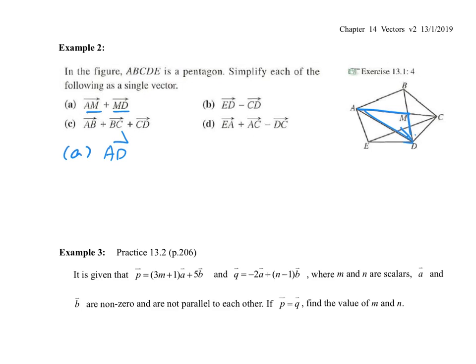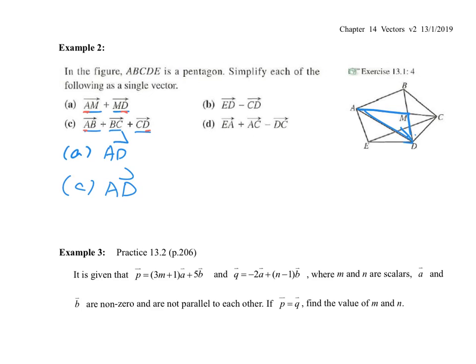Similarly, we jump to part C first. It's from A to B, B to C, C to D. So at last it's the AD vector as well. You see A and C are totally different additions, but at last they are still talking about moving from point A to point D.